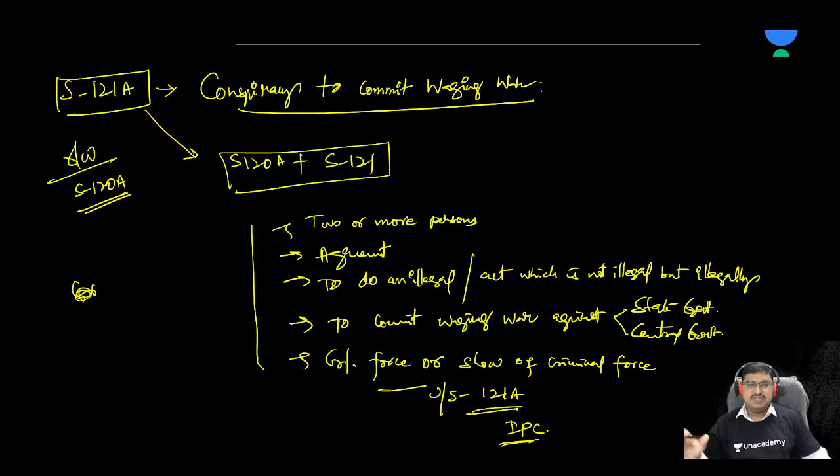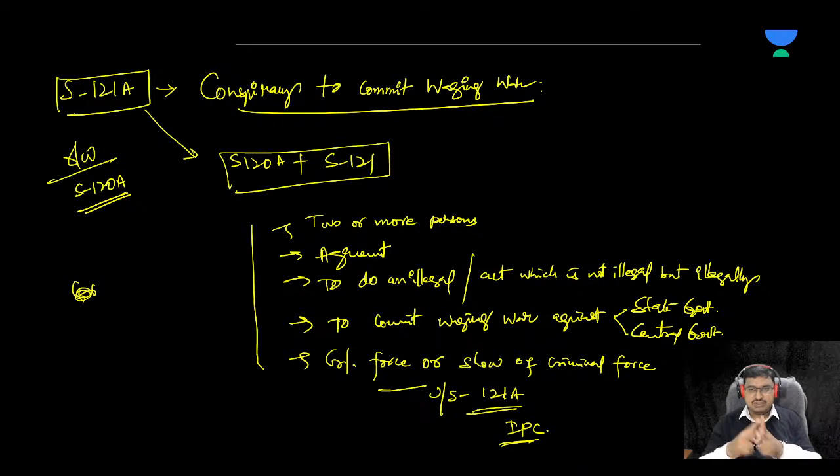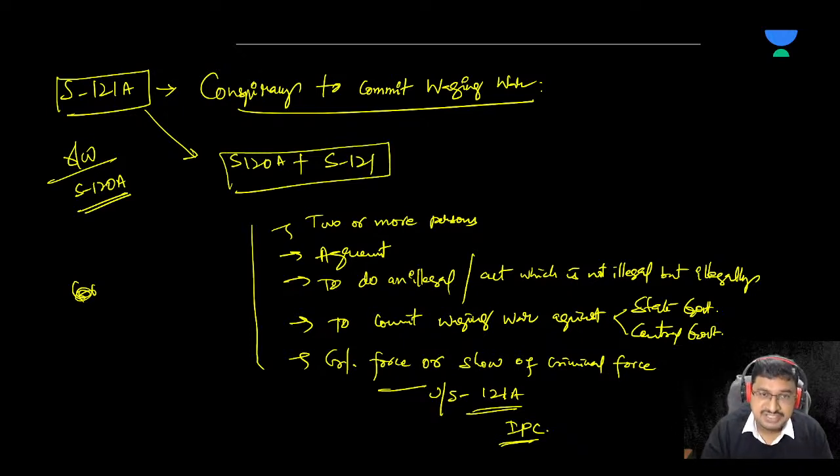Therefore, it is very important that in order to constitute conspiracy to commit waging war, it must fulfill the essential elements of section 120A of IPC and section 121 of IPC. Therefore, there must be two or more persons. There must be an agreement. This agreement must be to do an illegal act or an act which is not illegal, but they must do this one illegally. Their object is to commit waging war against either the state government or central government. The criminal force or show of the criminal force under this one is punishable, friends. Therefore, if a person is charged under section 121A of IPC, this is the classification part of this section, friends.